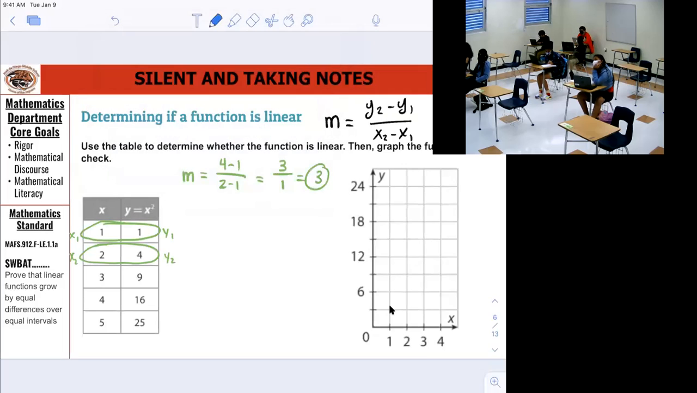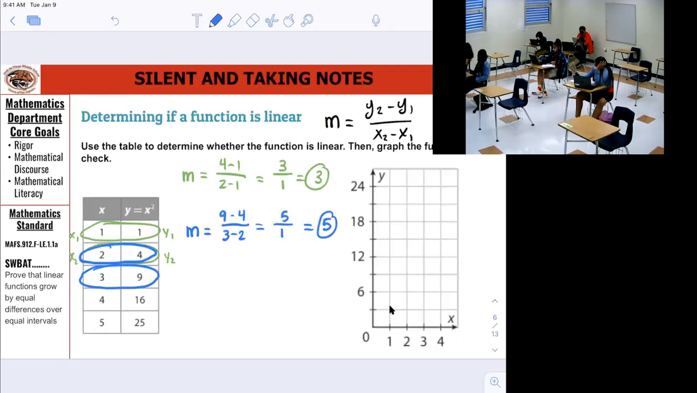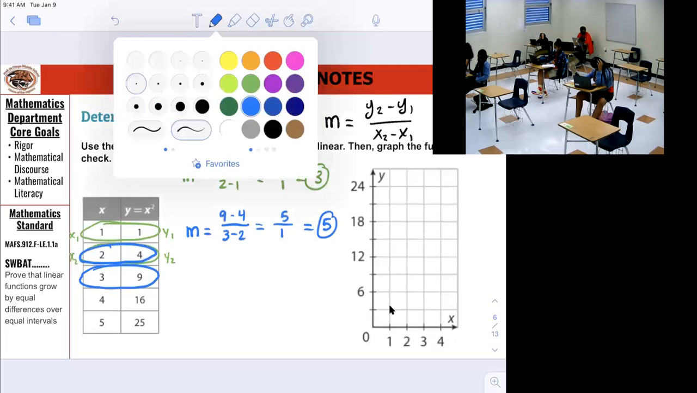Just going to quickly move right along because I know you guys probably want to do this on your own. All right, same thing here. Y2 minus y1, that's 9 minus 4 over 3 minus 2. 9 minus 4 gives me 5. 5 over 1 is 5. So right off the bat, is this a linear function? No. Right off the bat, I already know this is not a linear function.